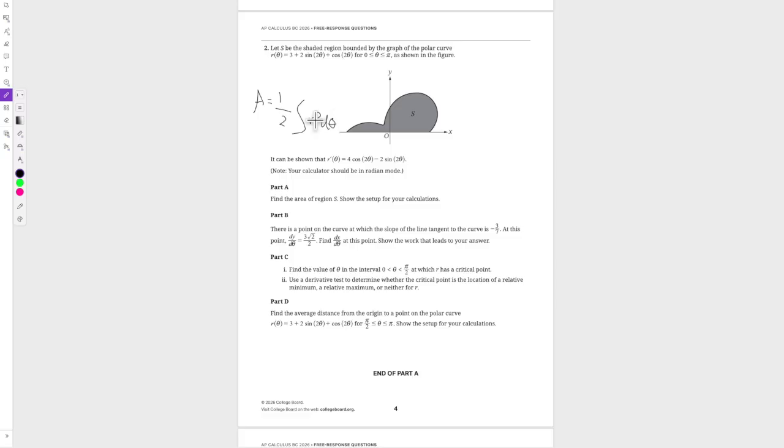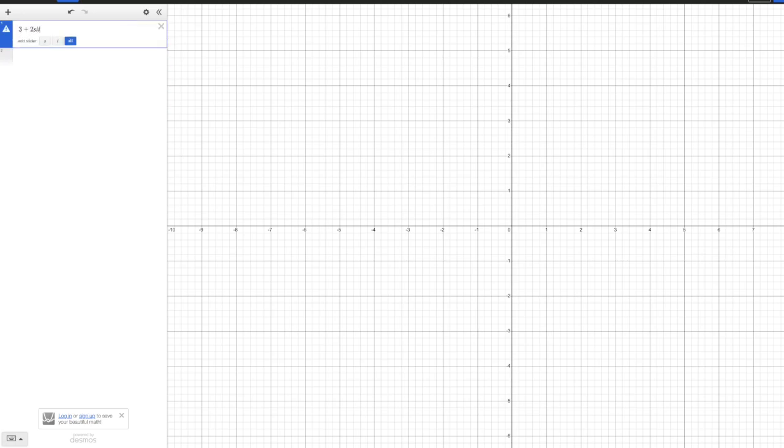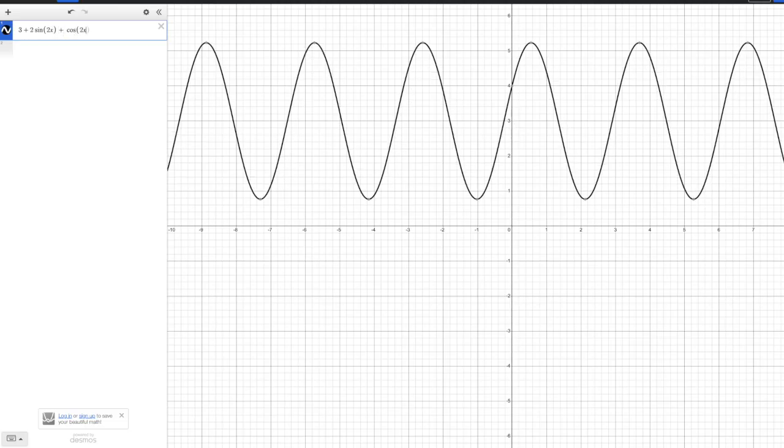And then your bounds are going to be 0 to pi. So in order to do this, remember you have a calculator, use your calculator. So this is 3 plus 2 sine 2 theta plus cosine 2 theta. 3 plus 2 sine 2x plus cosine 2x. And we're going to be integrating this from 0 to pi.